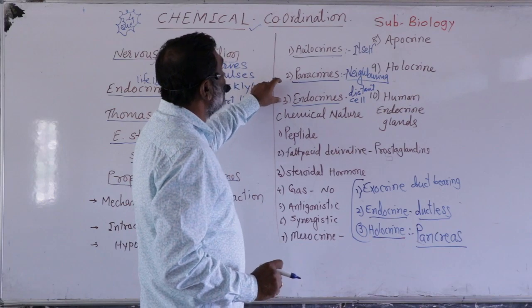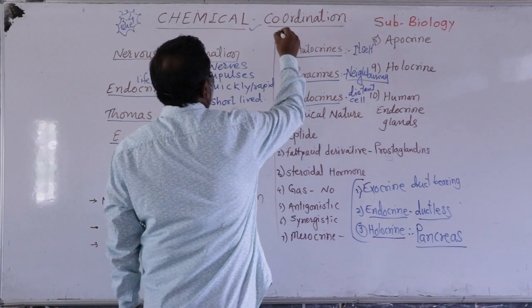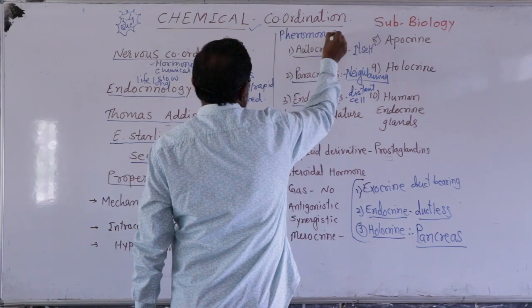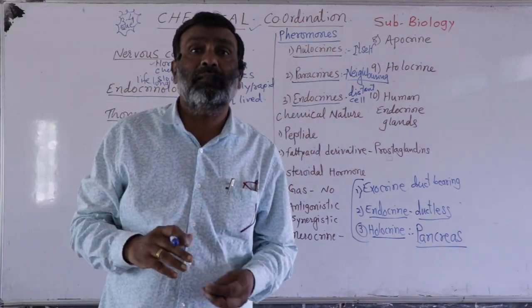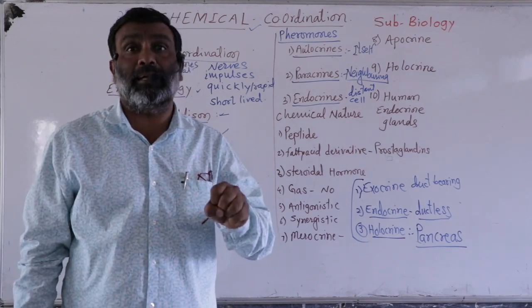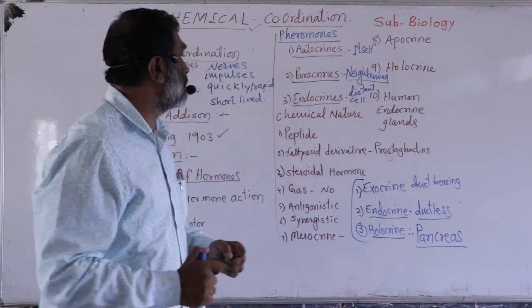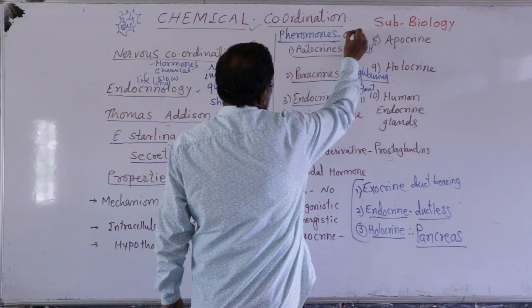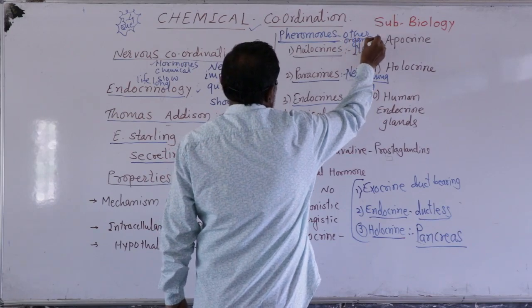Whereas certain types of hormones are called pheromones. Generally, this term is used for insect hormones, and such insects secrete pheromones to attract the female insect for breeding purposes. So such hormones which stimulate another organism are called pheromones.